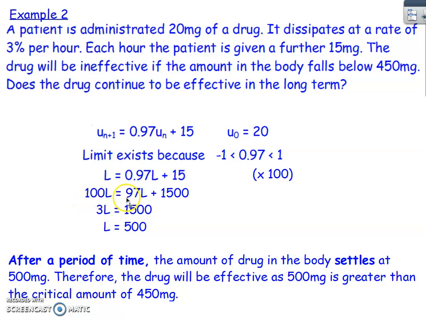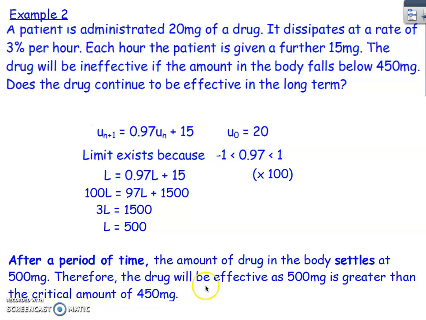So 100L equals 97L plus 1500. Remember to times the 15 by 100. That's the most common mistake, is to forget that. We're going to subtract 97L to get 3L equals 1500. We'll divide by 3, giving us L equals 500. Now, we've got 500 milligrams as our final answer for the limit. So, after a period of time, the amount of drug in the body settles at 500 milligrams.